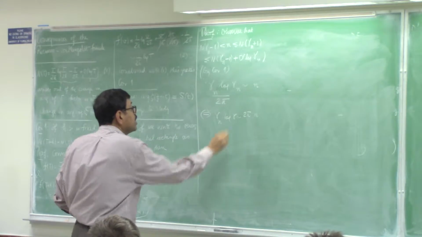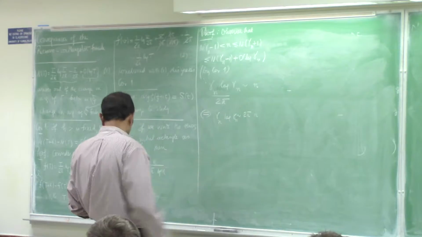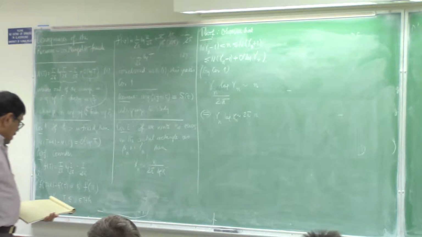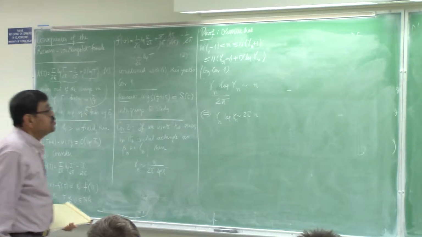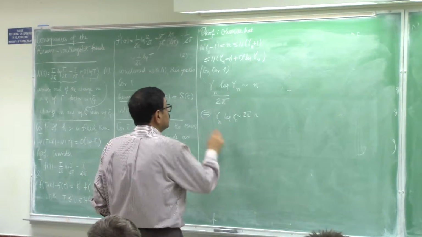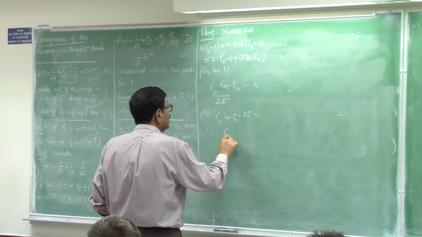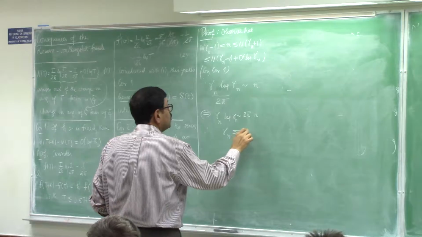Okay. All right. Now, this means that gamma n is less than or equal to n for large n.